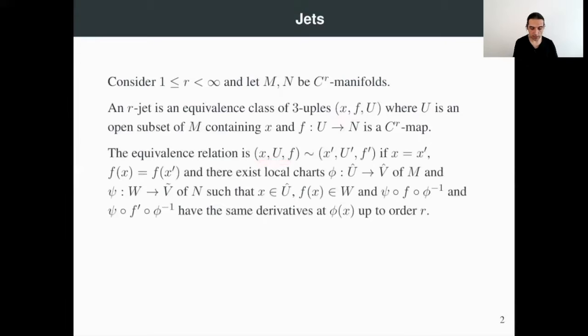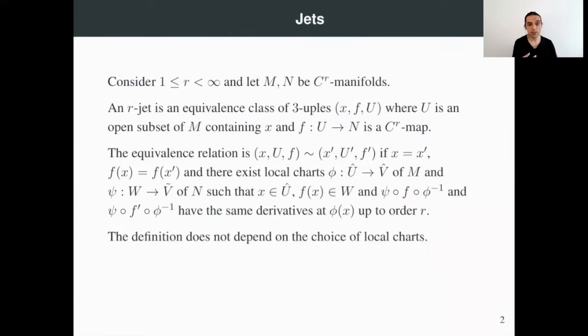If we have two objects, (x, U, f) and (x', U', f'), then by definition they are equivalent if x is equal to x', the image of x by f is equal to the image of x' by f', okay? And there exist local charts phi of M and psi of N such that x belongs to the domain of the local chart of M, f of x belongs to the domain of the local chart of N, and the expressions of f and f' in these two local charts have the same derivatives at the point phi(x) up to order r. In this case, we say that these triples belong to the same equivalence class.